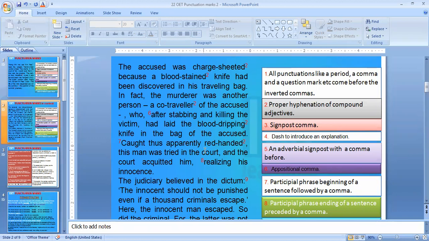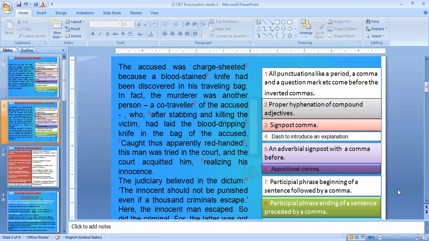Caught thus, or you can start a sentence like "Diagnosed with diabetes for 10 years, he continued insulin care." So that's another example of participial beginning. So that is number 7. Then what is number 8? Number 8 is again a participial phrase, at the ending of a sentence, preceded by a comma. Means before that there is a comma. This is also a participle, -ing. -ing is present participle. This caught is past participle. So you can start a sentence in a participle, you can end a sentence in a participle. Whether you start or end, a comma is a must.